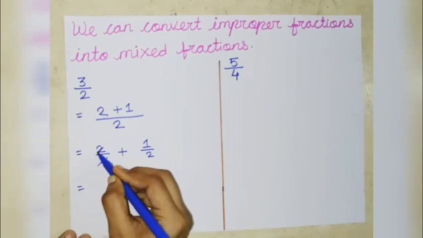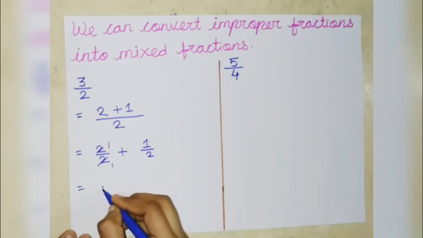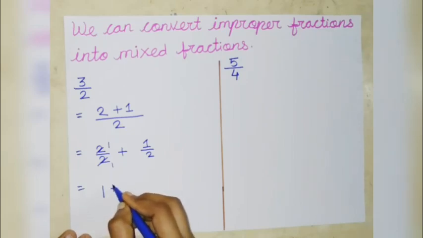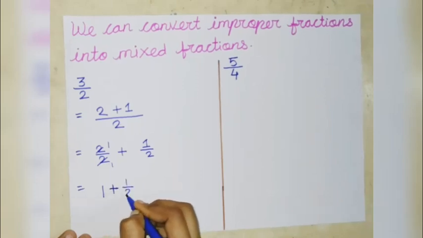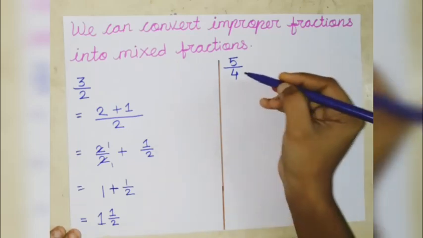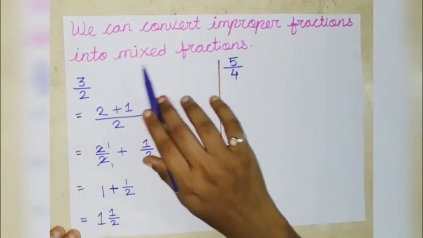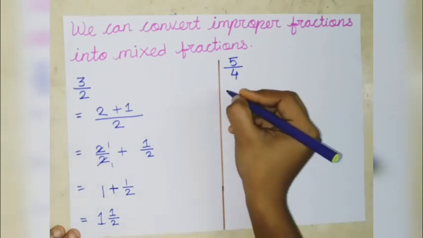2 ones are 2, 2 ones are 2. So children, 1 plus 1 upon 2. So how will we write 1 plus 1 upon 2? Students, I hope you all understood this. What we have to do? We will use the denominator and we will convert improper fractions into mixed fractions.